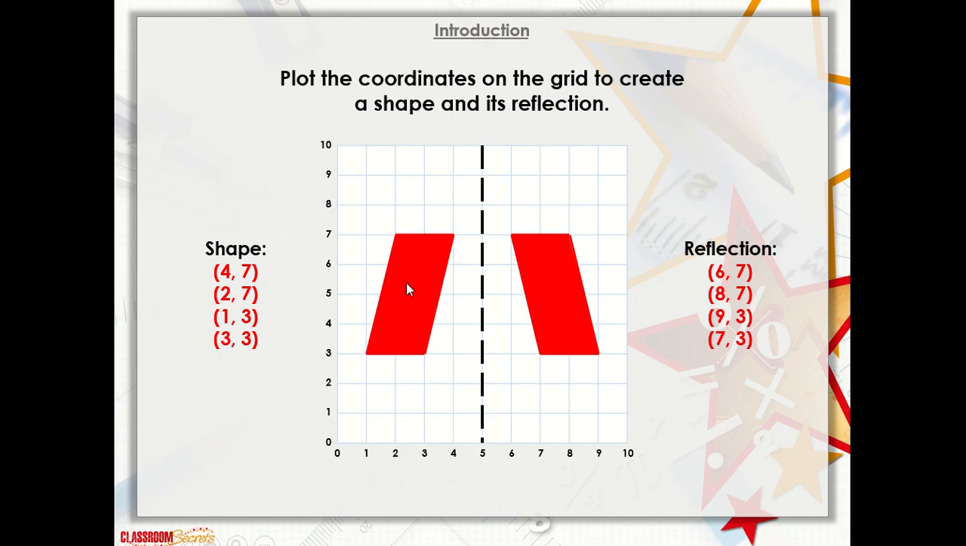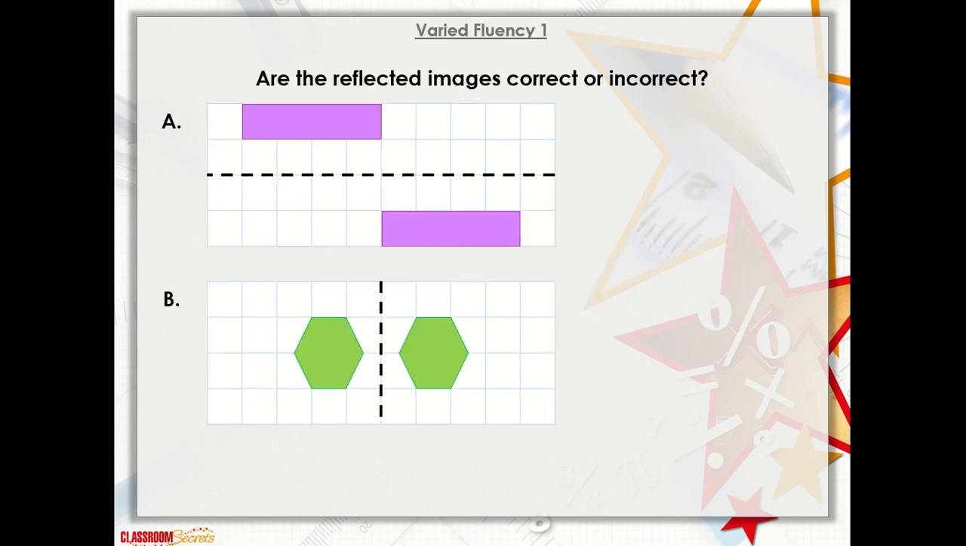Let's have a look at some of the questions that you'll come across on the sheet today. Are the reflected images correct or incorrect? Well, think carefully. What is the difference between a reflection and a translation? A translation is, that's right, where the shape has been moved somewhere else on the grid. A reflection is when the shape is exactly opposite. It's been flipped over. Let's have a look at these two.